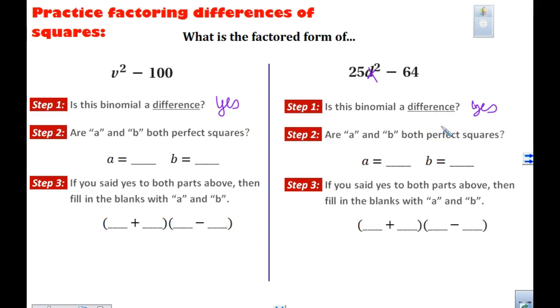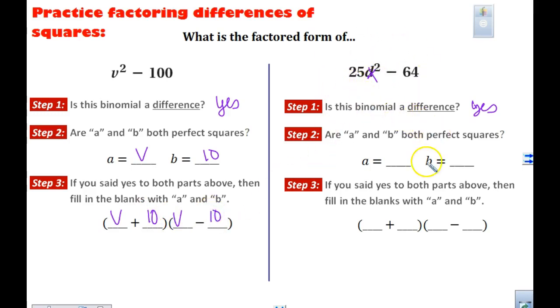Because if it's an addition problem, you can't factor it. Okay? Next thing, are a and b both perfect squares? Yes, in both cases. List your a. If I'm looking at the a, I should have what, Lise, for my first a? B. And for the b, I should, Jack, have 10. So I am looking at writing it, Lizzie, as b plus 10. Yep, and then Colin, b minus 10. Yes.